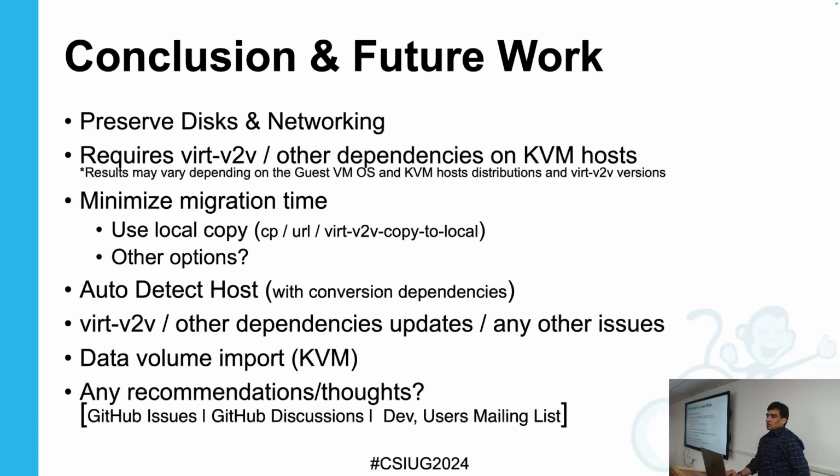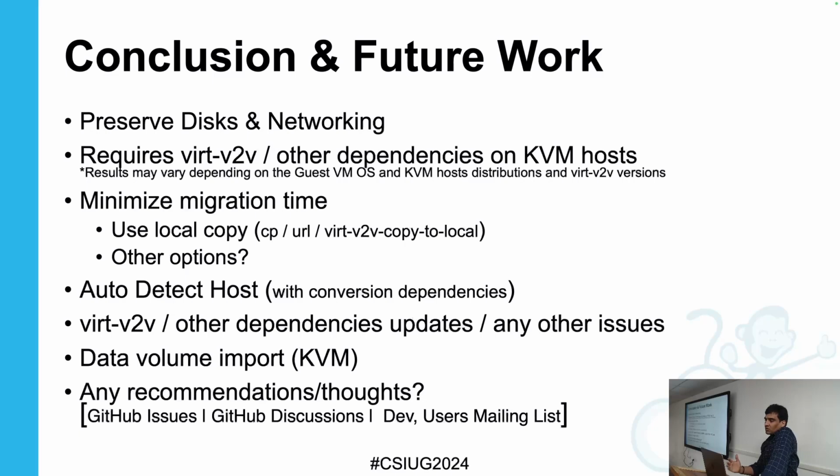So coming to the conclusion and future work. The ultimate goal for this migration process is to keep the disks and networking details as they are. The migration for VMware requires virt-v2v and other dependencies, for example for Ubuntu hosts or Windows guest VMs, and the results always depend on virt-v2v support. It depends on the guest OS which is to be migrated, and on the KVM host distribution.